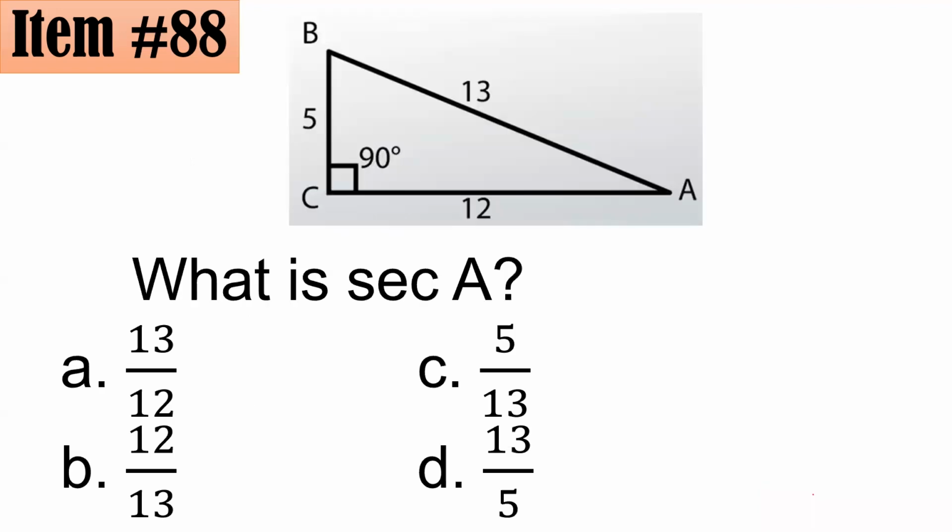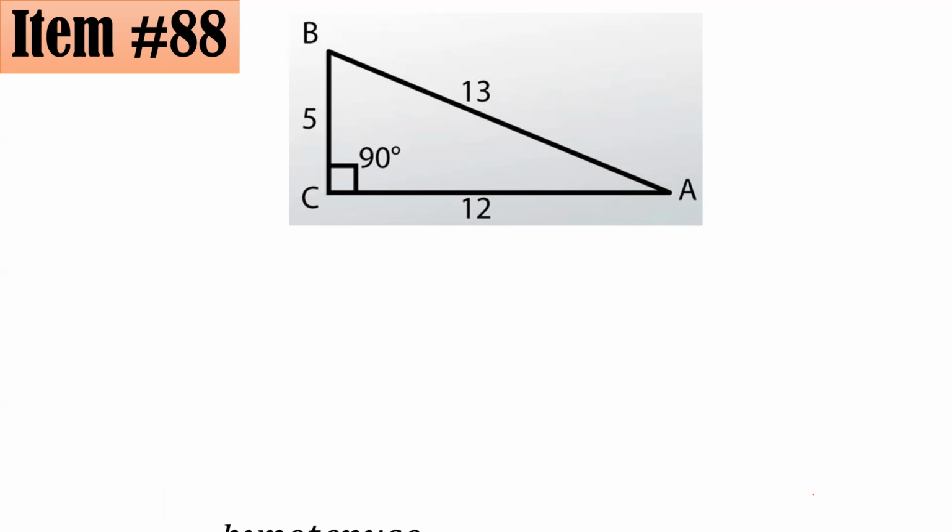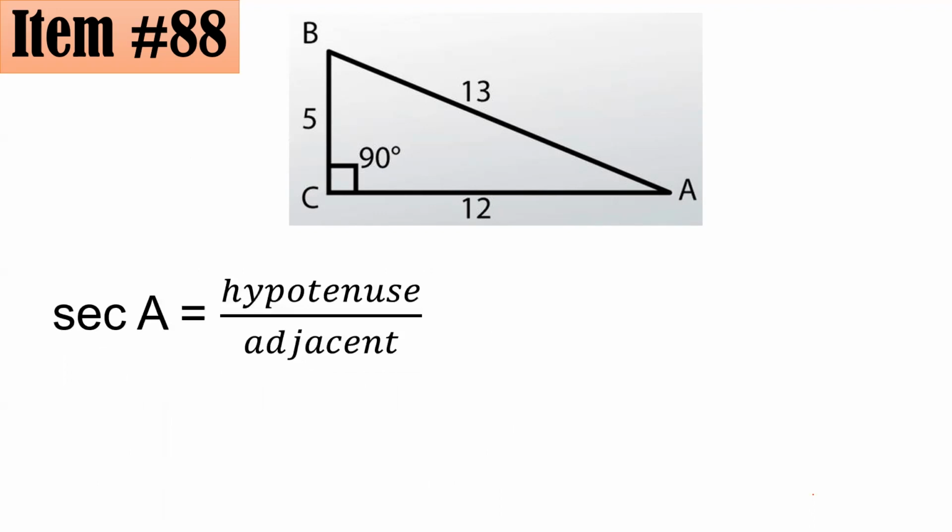88. What is secant A? Did you go for 13 12ths, 12 13ths, 5 13ths, or 13 fifths? Okay. Kung inyo pong matatandaan, anong trigonometric ratio po? Di ba? We have hypotenuse, adjacent, and opposite. Ano po yung trigonometric ratio ng secant? According to Sir Chad, hypotenuse over adjacent, and you are actually correct po.